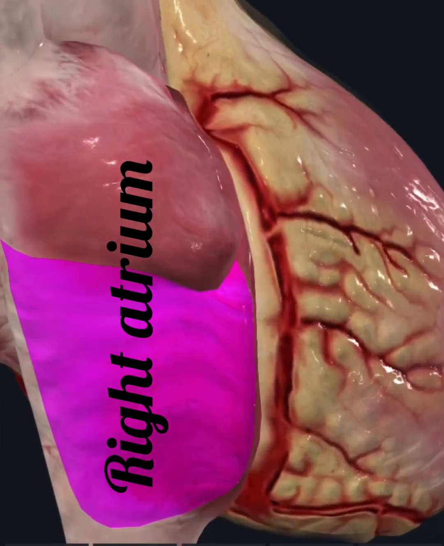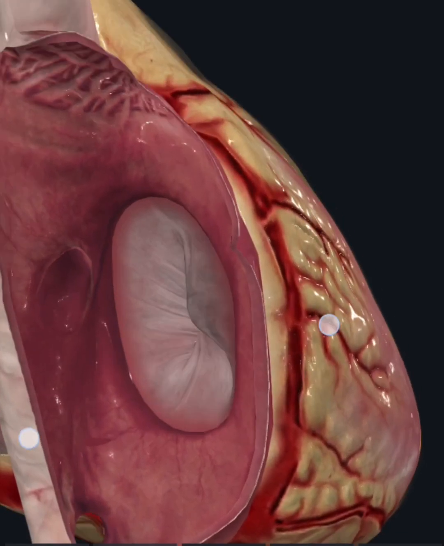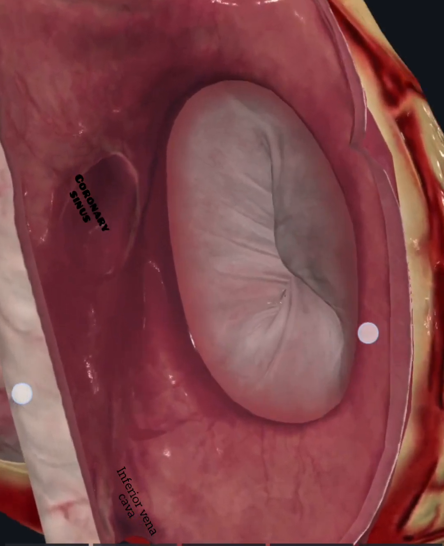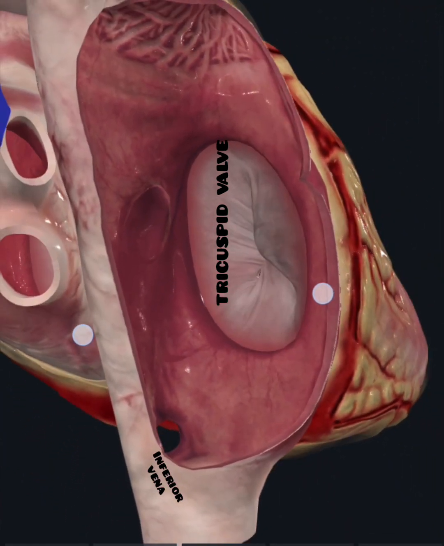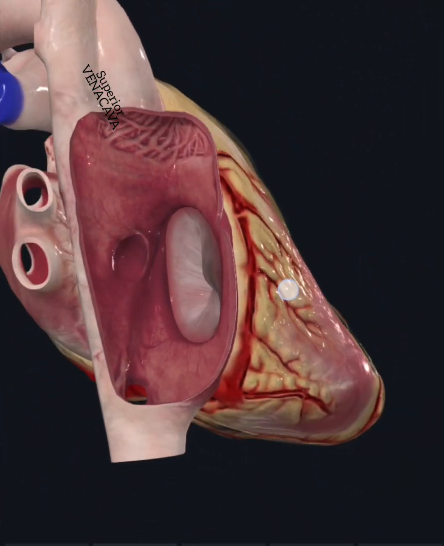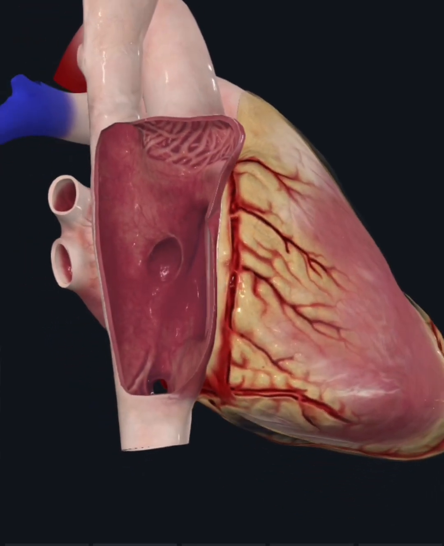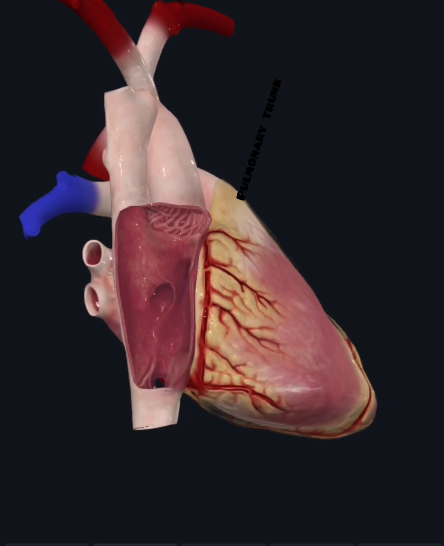The right atrium is the upper right heart chamber that receives deoxygenated blood from the body via the superior vena cava, inferior vena cava, and coronary sinus. It pumps blood to the right ventricle through the tricuspid valve, which prevents backflow. Key features include the fossa ovalis, pectinate muscles and auricle valve.